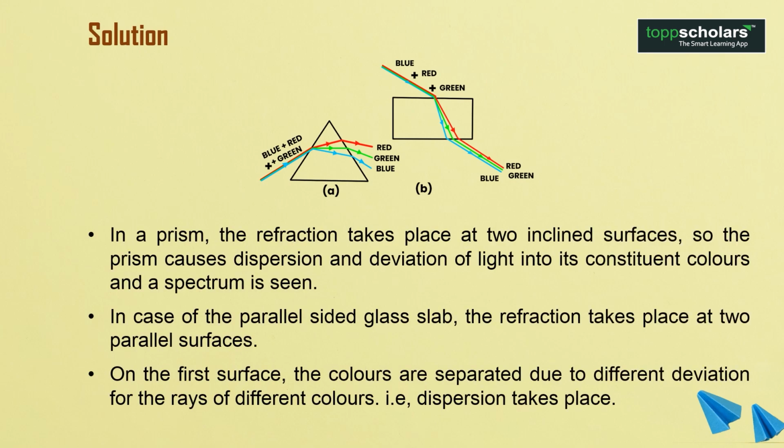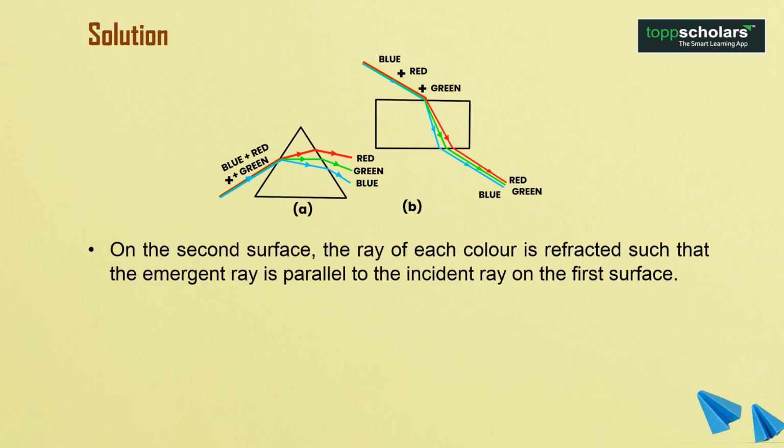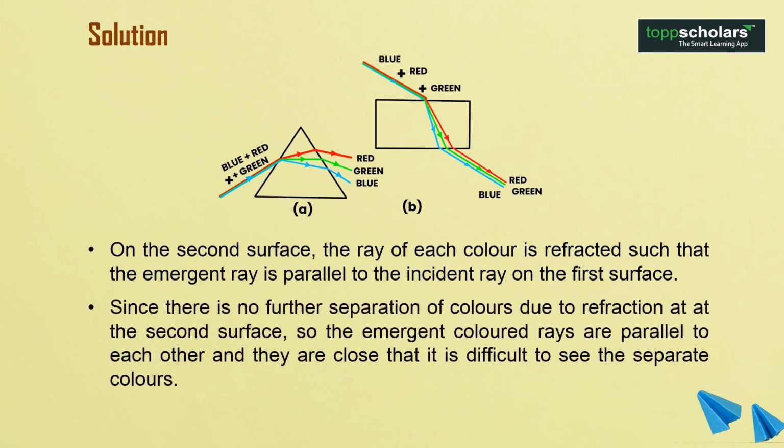So in a prism, the refraction takes place at two inclined surfaces. So the prism causes dispersion and deviation of light into its constituent colors and a spectrum is seen. In case of the parallel sided glass slab, the refraction takes place at two parallel surfaces. On the first surface, the colors are separated due to different deviation of the rays of different colors. That is, dispersion takes place. On the second surface, the ray of each color is refracted such that the emergent ray is parallel to the incident ray on the first surface. Since there is no further separation of colors due to refraction at the second surface, the emergent colored rays are parallel to each other and they are so close that it is difficult to see the separate colors.